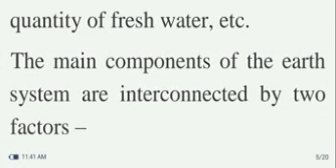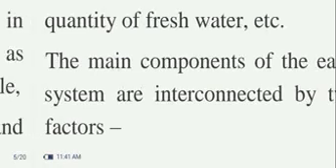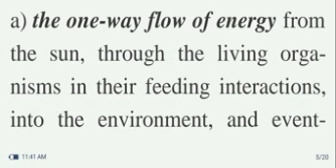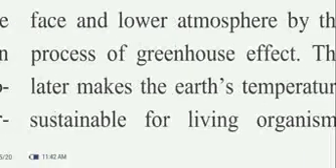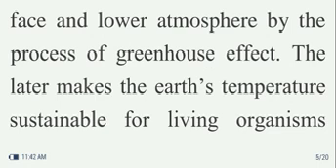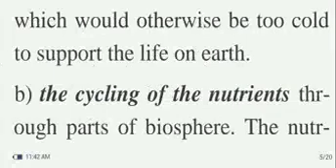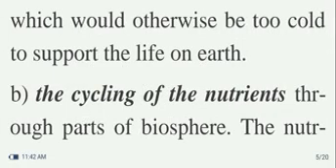The main components of the Earth system are interconnected by two factors: the one-way flow of energy from the sun to the living organisms and their feeding interactions into the environment, and eventually to outer space as heat. As solar energy interacts with carbon dioxide or other gases in the troposphere, it warms the Earth's surface and lower atmosphere by the process of the greenhouse effect. The latter makes the Earth's temperature sustainable for living organisms, which would otherwise be too cold to support life on Earth. The cycling of the nutrients through parts of the biosphere.